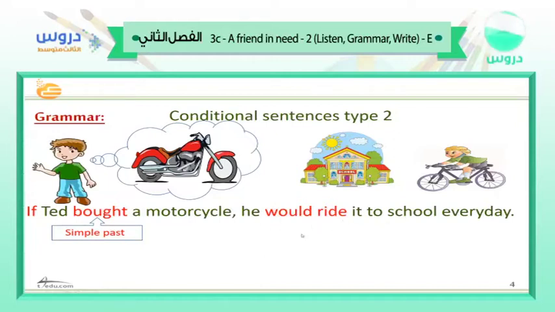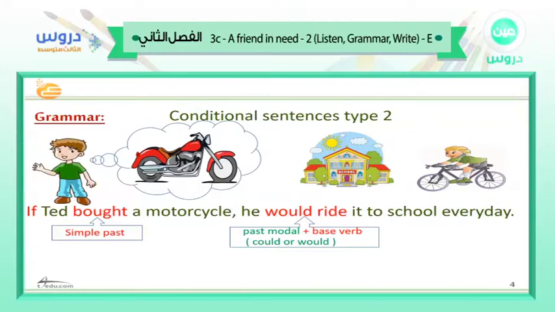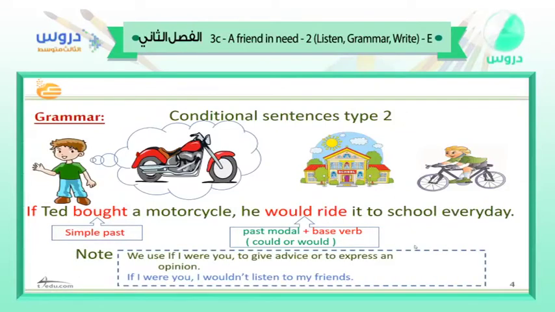So we have here a modal in the past tense, and then a base form of the verb. So we have a past modal. We could use could or would plus a base verb. Note, keep in mind, when we use "if I were you," it means that you're going to give advice or express an opinion. If I were you, I wouldn't listen to my friends. If they are bad friends, I wouldn't listen to them. If I were you, I wouldn't listen to them. Okay?